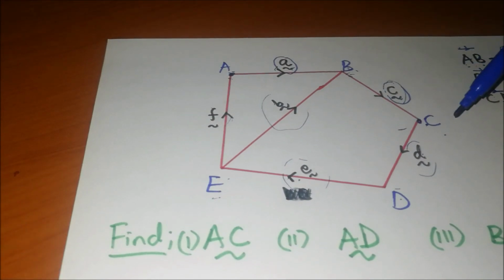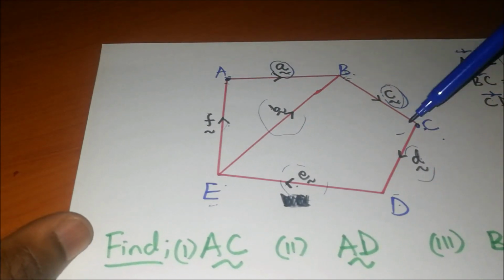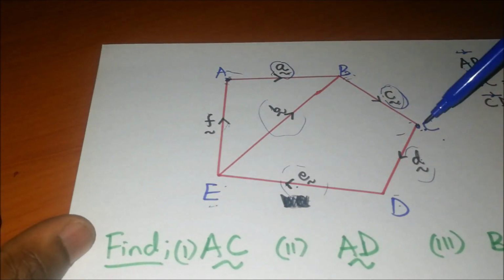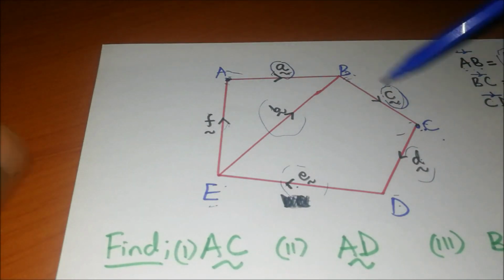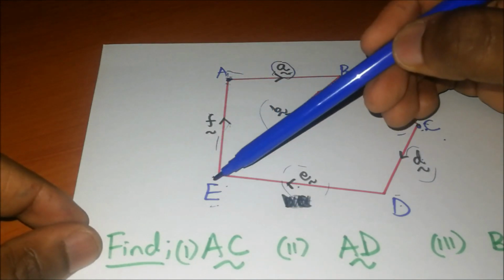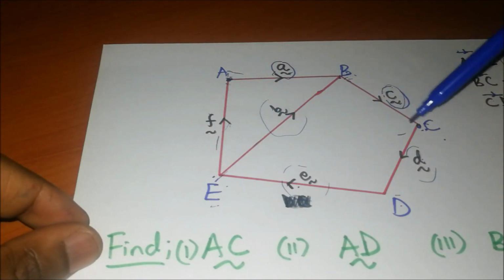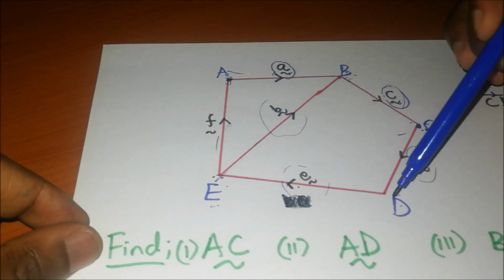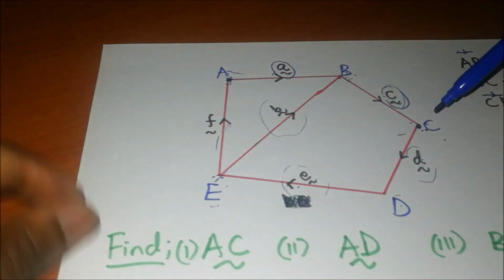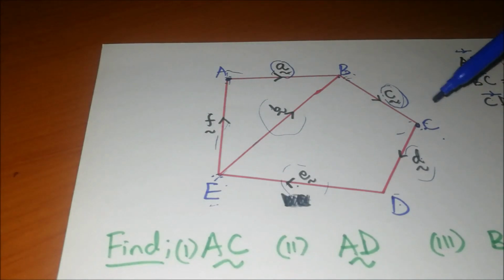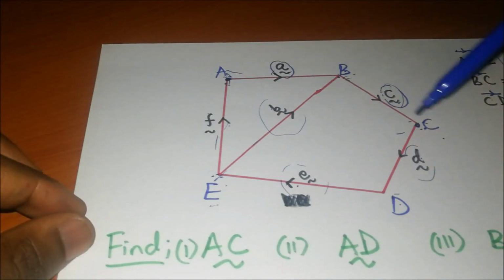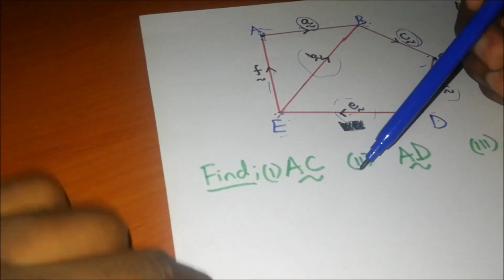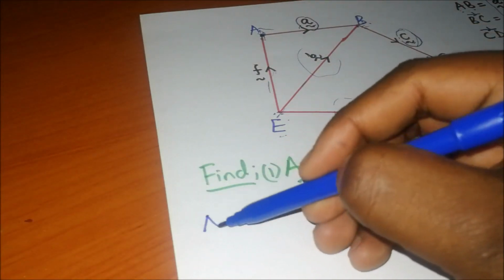So what can I do? Where can I pass to move from A to C? For me to move from A to C, I can either move from A to B, then BC. That's an alternative route. Or I can move from A to E, E to B, then B to C. Or I can move from A to E, E to D, D to C. Any route, as long as my first letter is A and my last letter is C, I'm able to reach C.